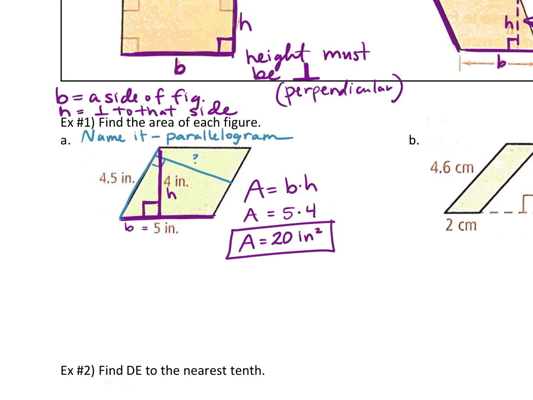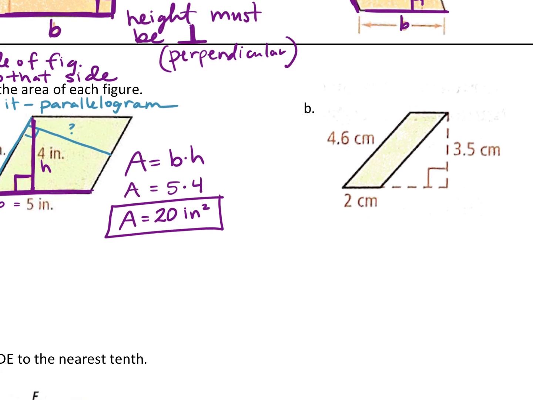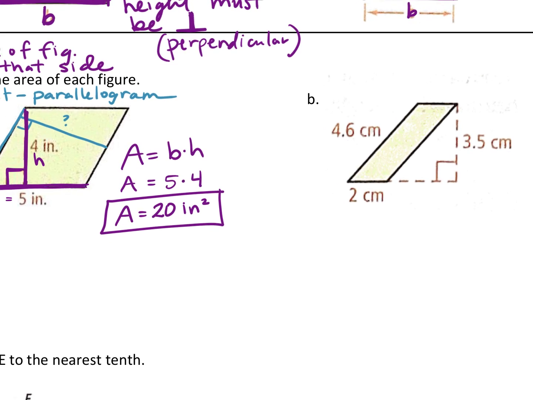Okay? Go over to letter B. Wait, will we do that for centimeters too? Yeah, all units should be centimeters squared, inches squared, feet squared. If you're finding an area, it's always going to be squared. Okay, look at letter B.